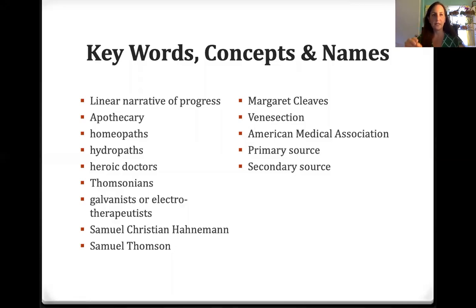These are the kinds of things that you're going to be responsible for understanding on quizzes and your final exam. Linear narrative of progress, apothecary, homeopaths, hydropaths, heroic doctors, Thomsonians, galvanists or electrotherapeutists, Samuel Christian Hahnemann, Samuel Thompson, Margaret Cleaves, venesection, the American Medical Association, primary source and secondary source.